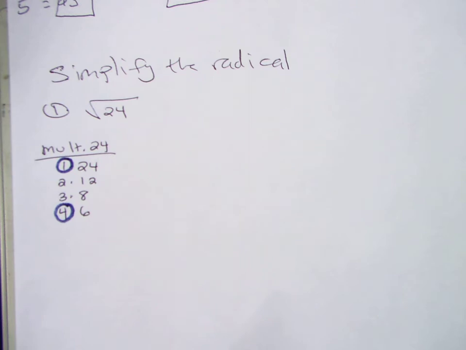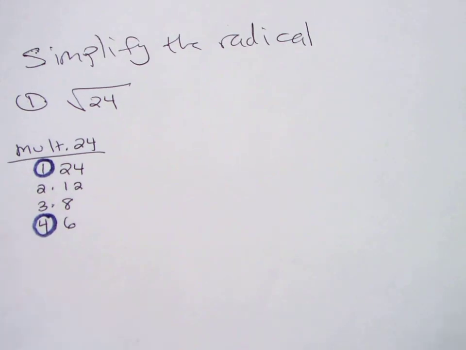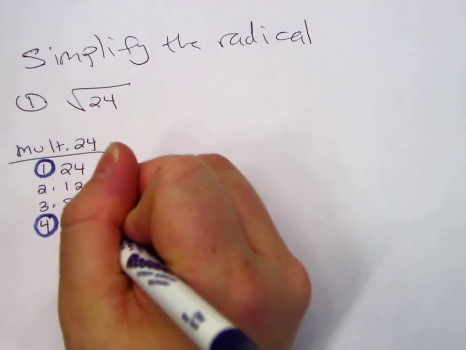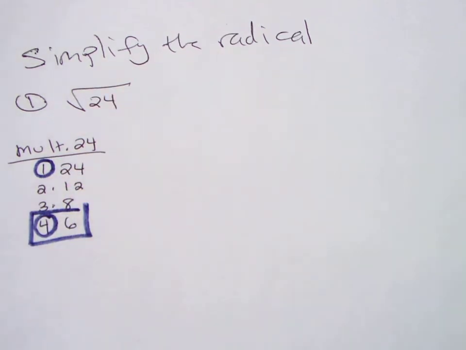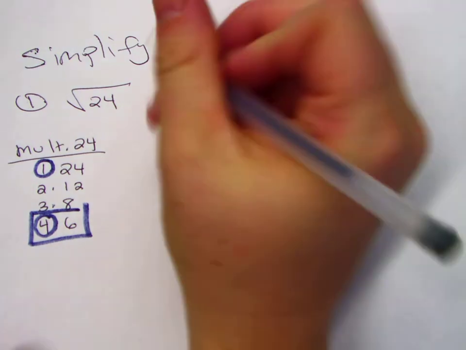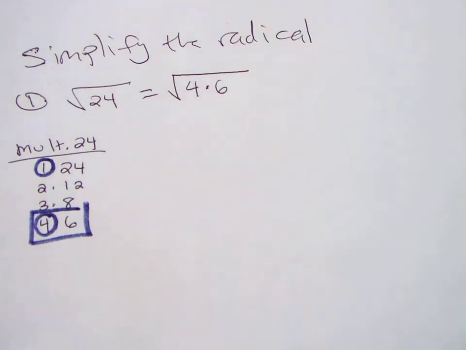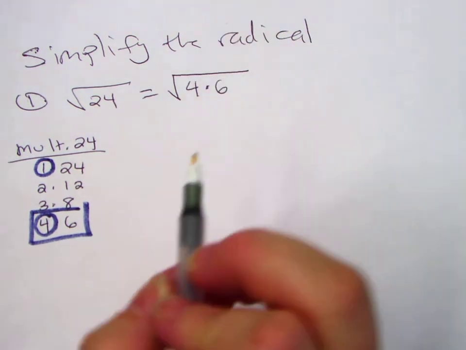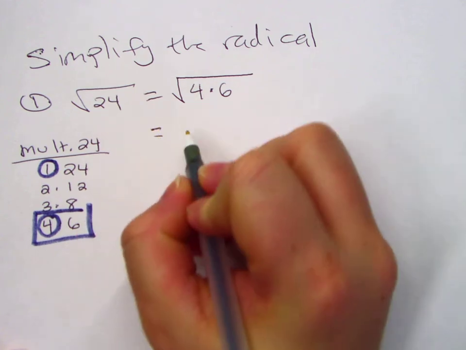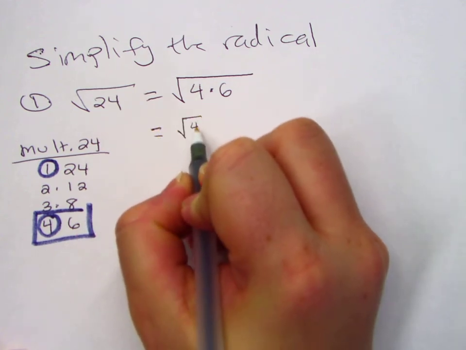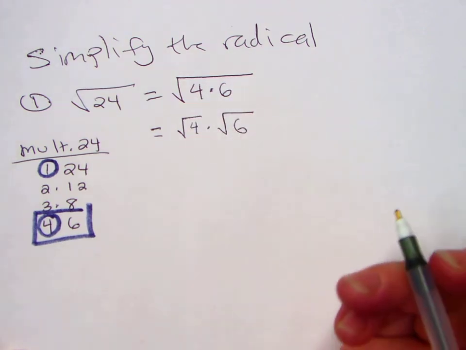Let me zoom in a little so you can see better. Okay, so we're going to choose the one that has the bigger perfect square. 4 and 6. 4 is the bigger perfect square. So we're going to use that pair of numbers. We're going to rewrite 24 as 4 times 6. Now, one of the properties of radicals is we're allowed to break this up. So I'm allowed to write this as radical 4 times radical 6. Each one of those numbers can have its own square root.